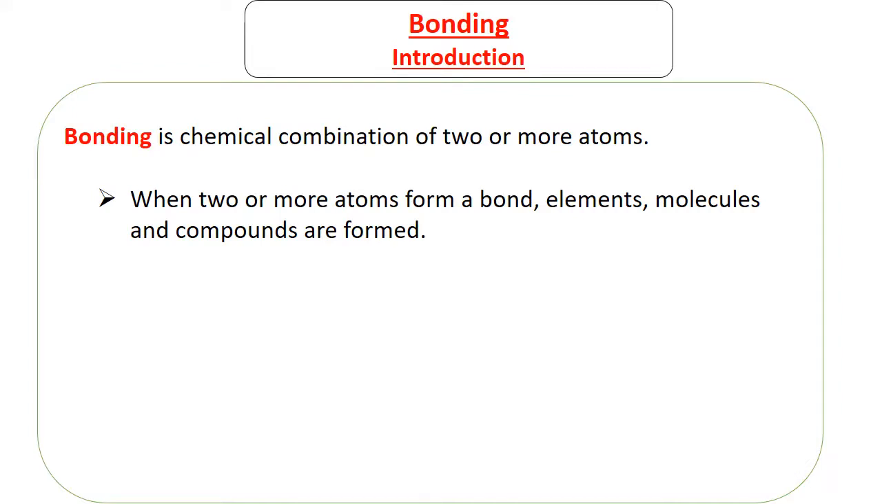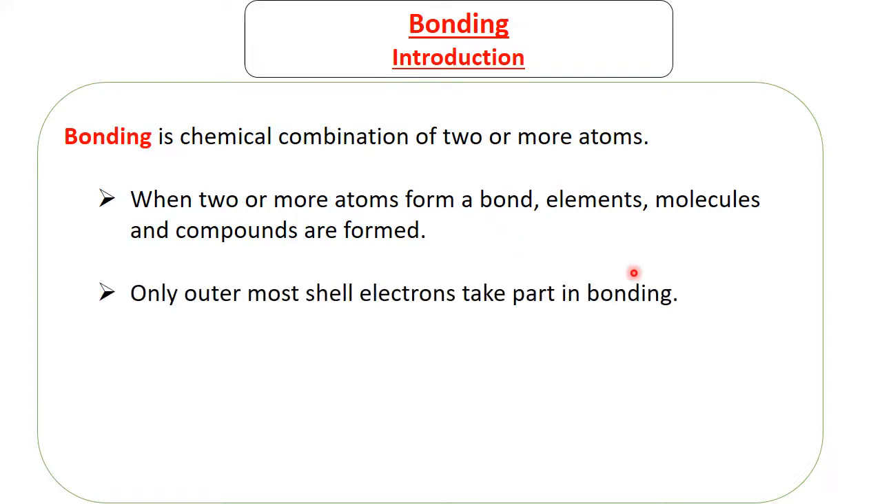Here are some facts about bonding. The first is when two or more atoms form a bond, elements, molecules, and compounds are formed. So a compound, a molecule, or an element is a result of bonding between two or more atoms.